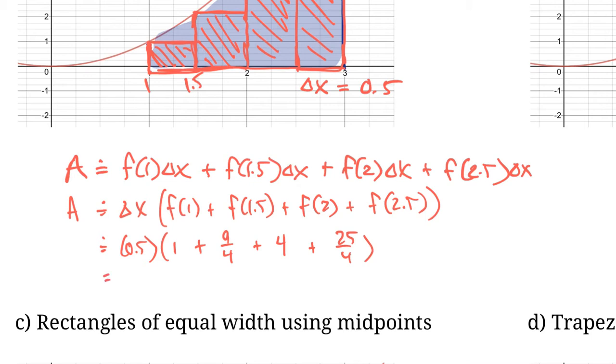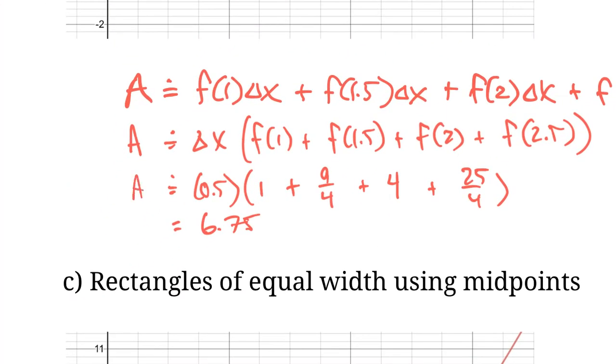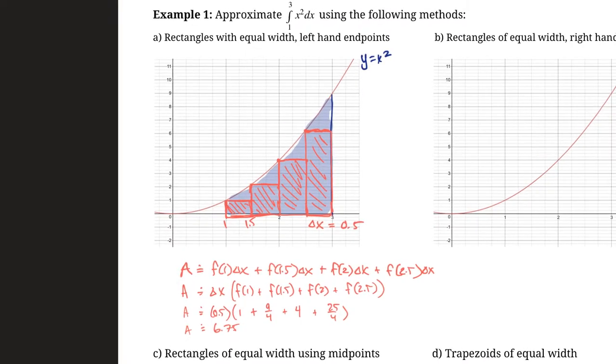But anyways, we can just add these up. 25 over 4 plus 9 over 4 plus 4 plus 1, times 0.5, is 6.75. So the total area is 6.75. Okay, so that's one way to approximate the area of the integral, or to evaluate the integral, or to find the area below the curve.